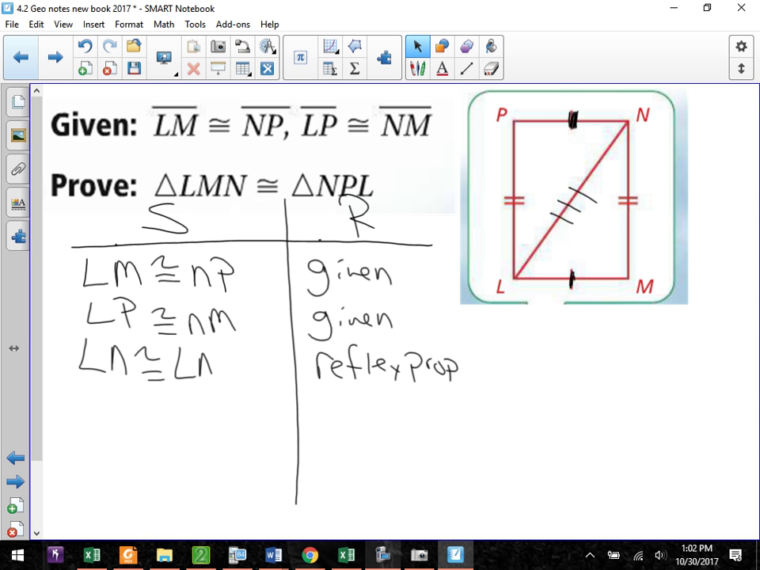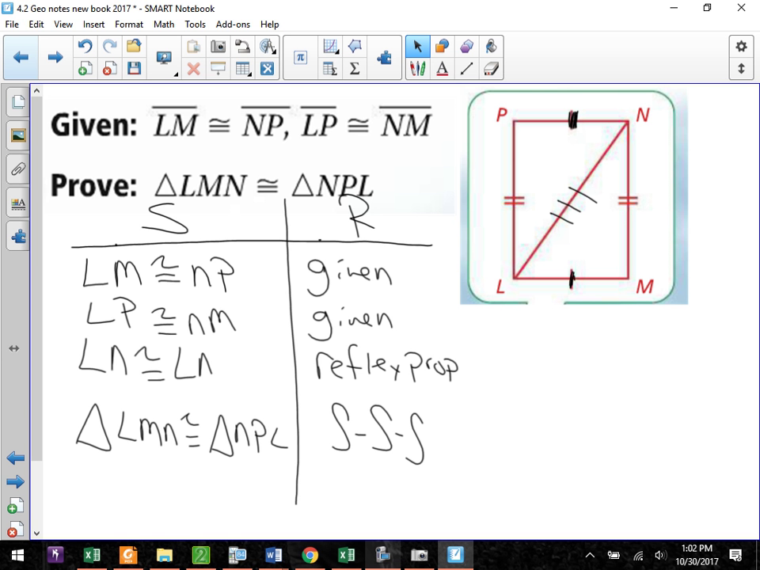Do you have two triangles that are congruent now? Yeah. For what reason? No. These are the ways we prove triangles are congruent. Side, side, side. So now we can say that our triangles are congruent by writing triangle LMN congruent to triangle NTL. And there's my reason.